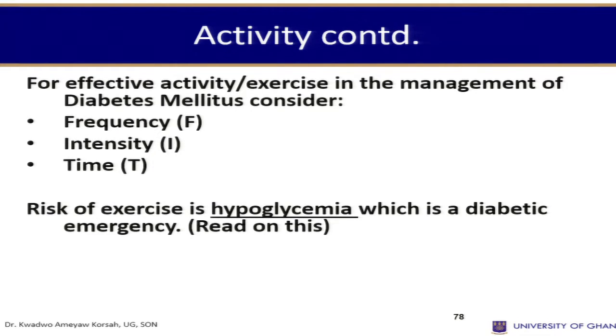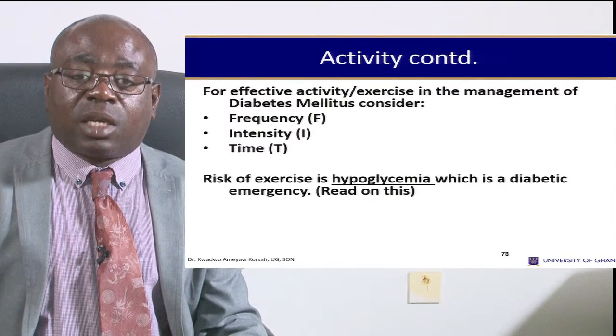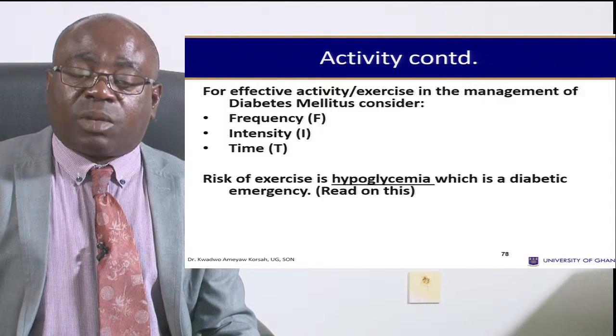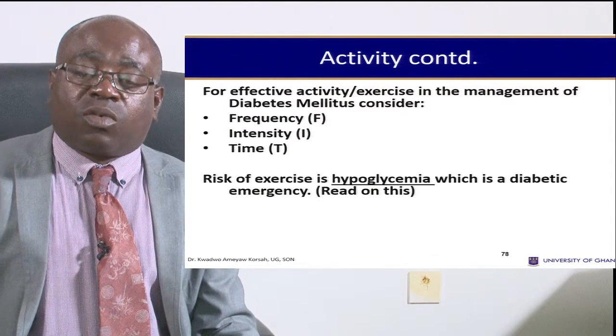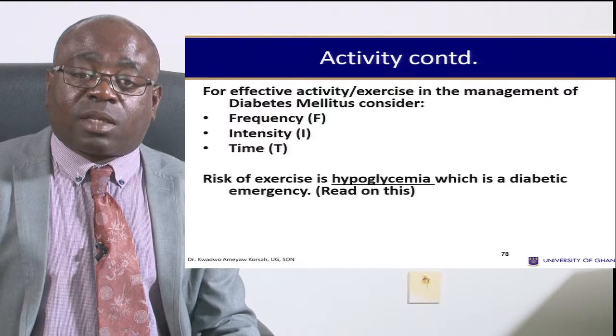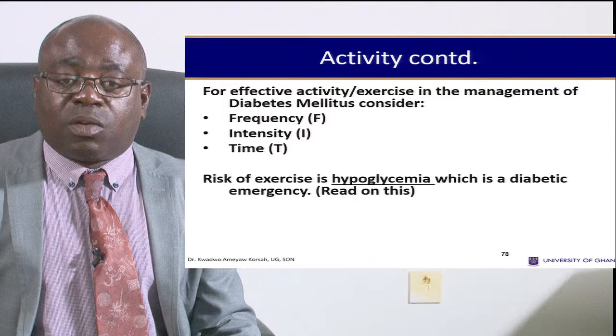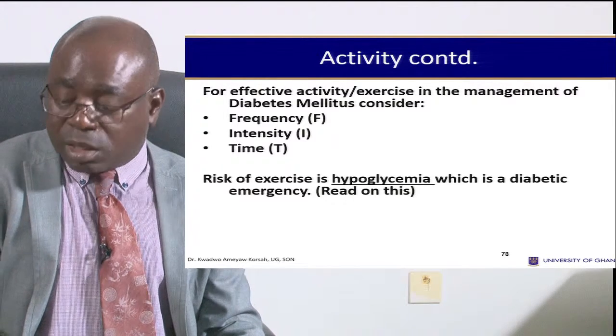And so for effective activity or exercises in the management of diabetes mellitus, we have to consider the time that we do it, the frequency, and then the intensity. And here, as we do it, we should also consider comorbid conditions. If the patient has other conditions which will not permit him or her to do exercises, we should be cautious of that. So the risk of exercises is hypoglycemia, which is a diabetic emergency.